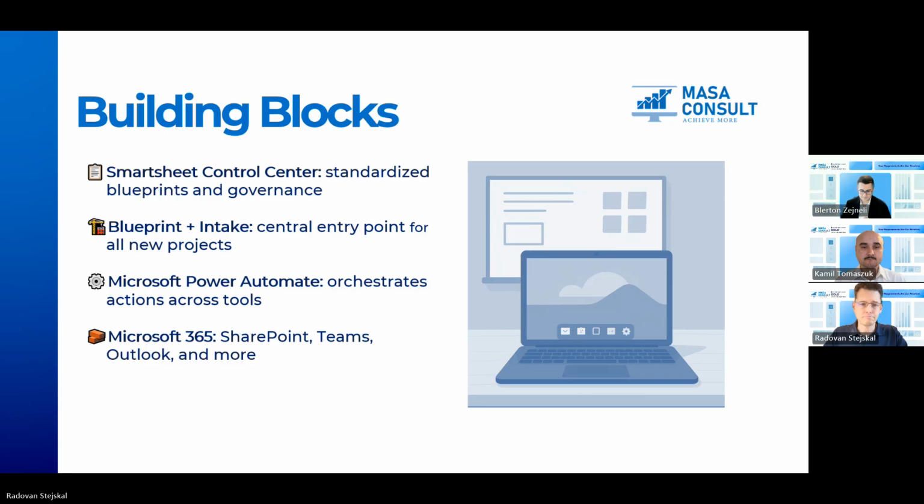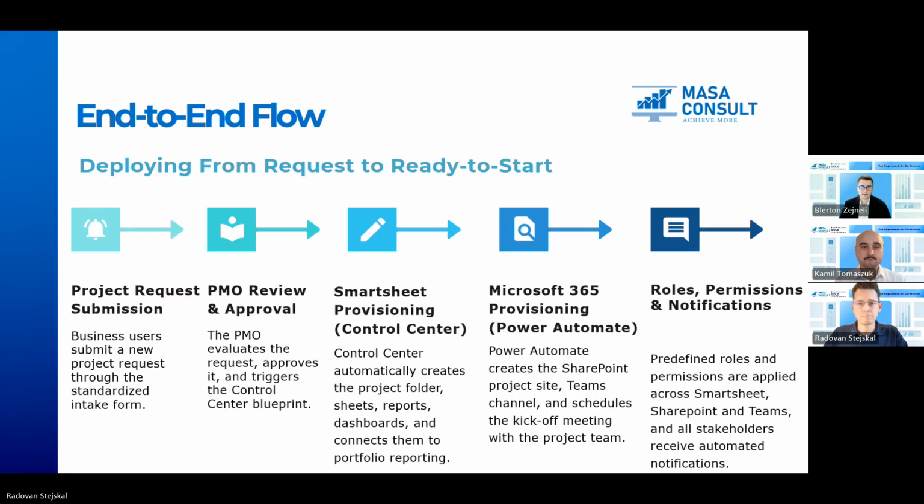Now we have covered the pain points and the building blocks. If we put all of this together, there is an end-to-end flow that looks like this. Initially, we have the project request submission. A business user or a project sponsor submits a project request through the intake process. This could be either a Smartsheet form or a structured intake sheet. The PMO reviews and approves this request.